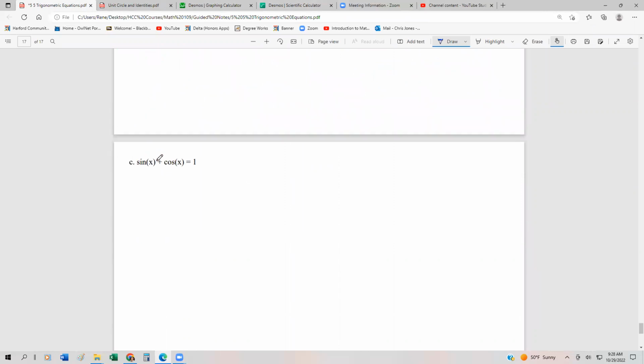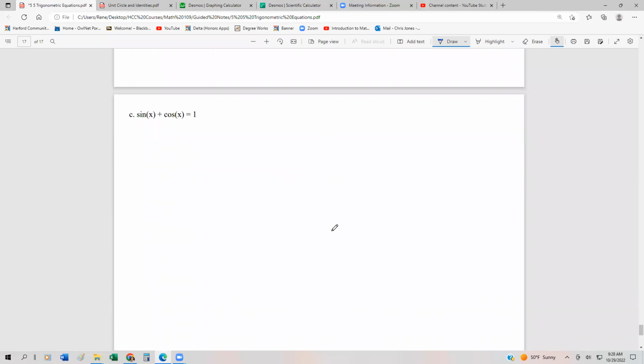We have sine of x plus cos of x equals 1. Now, the reason this is sneaky is because there's no trig identity that we can just use on sine and cosine that's going to nicely get us to what we'd like. So the trick with this one is we're going to subtract cosine from both sides. So we get sine of x equals 1 minus cos x.